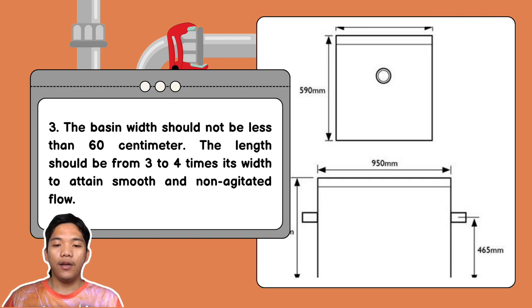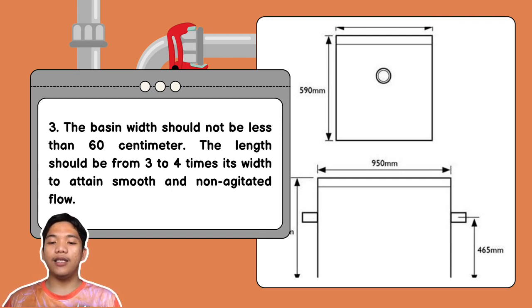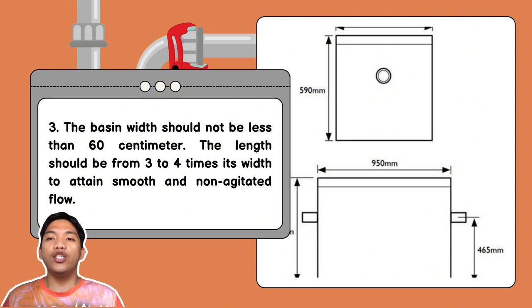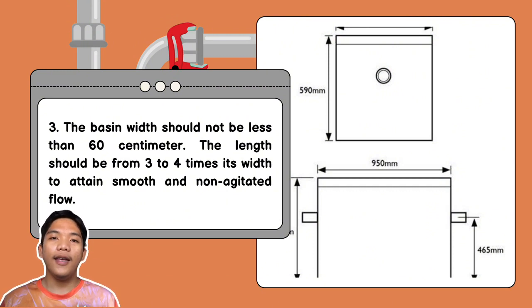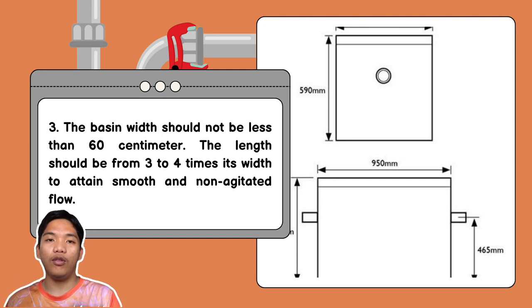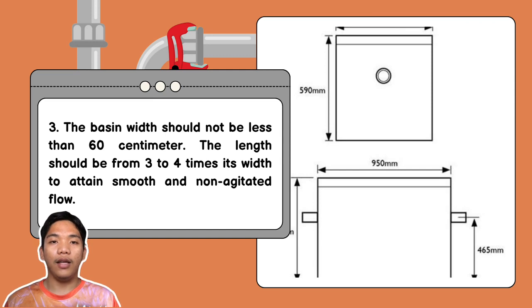Number 3, the basin width should not be less than 16 centimeters. The length should be from 3 to 4 times its width to attain smooth and non-agitated flow. So basically, kailangan talaga ng mas malakihang grease basin, since lalo na pag ikaw ang may-ari ng restaurants or fast food chain, kailangan talaga ng malaking size ng grease trap or grease basin para hindi ka magkakaroon ng problema when it comes to maintain mo na siya. Madali lang siyang i-maintain.